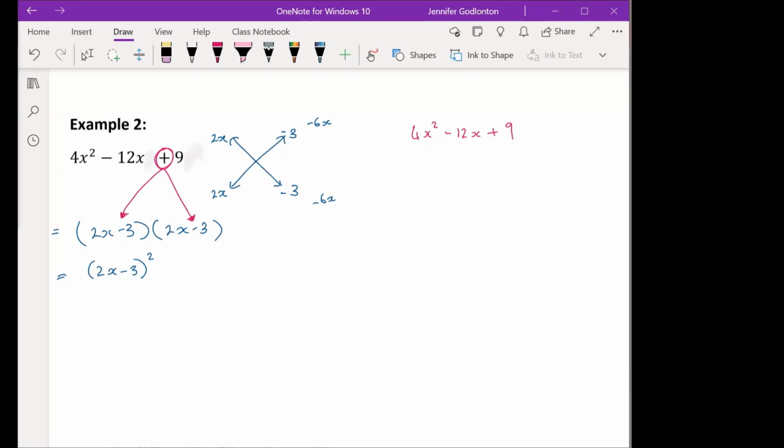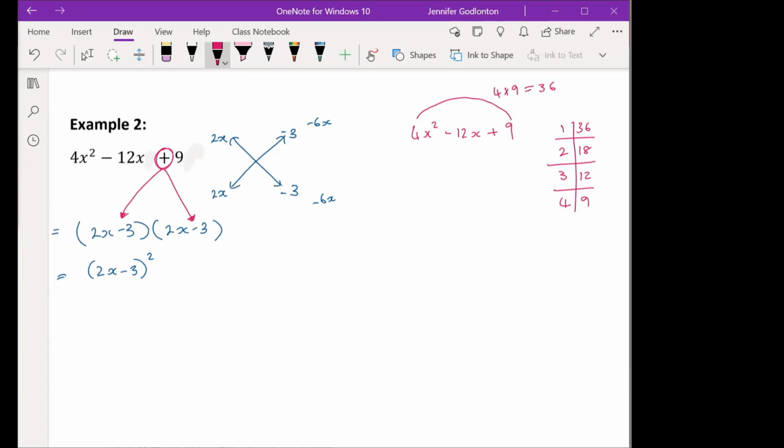Okay, no problem. Okay, if we have a look at the second method, we're going to say 4 times 9. So 4 times 9 gives us 36. And we're going to work with our factors of 36. So 1 and 36, 2 and 18, 3 and 12, 4 and 9.